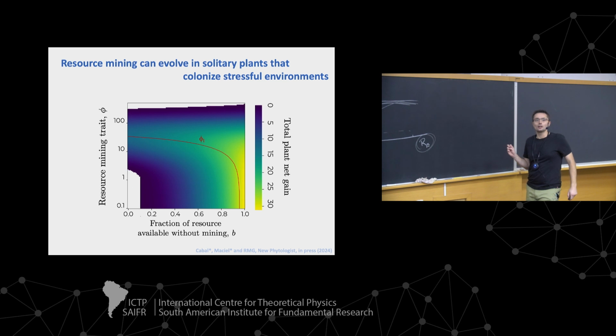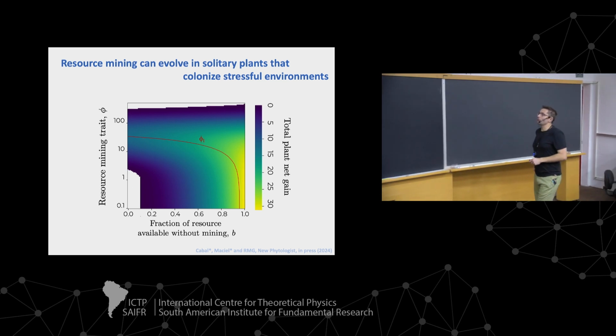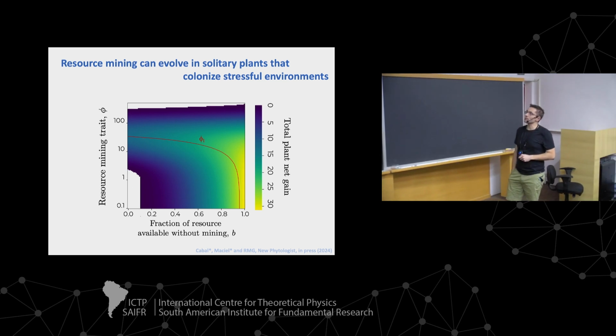No? Okay. So a few interesting observations are that when the environment is very poor, is very bad, so B is very low, there is a range of resource mining traits at which this total plant gain is 0, or negative, it doesn't matter, 0, let's say.